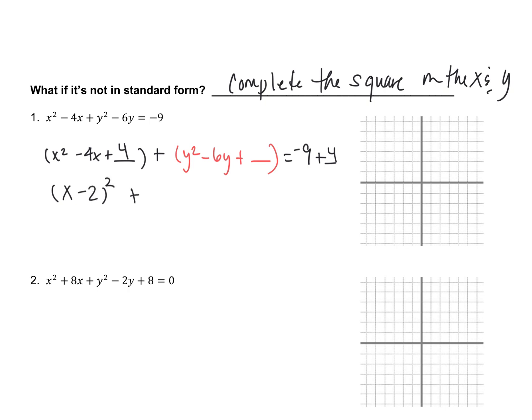We have a plus. And now we have the y. So minus 6 divided by 2, square it, and you get a positive 9. And we're going to add 9 over here. So this is y minus 3 quantity squared, and then -9 plus 4 plus 9 is just 4.